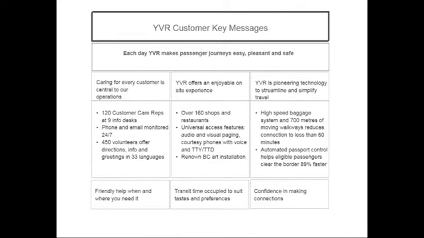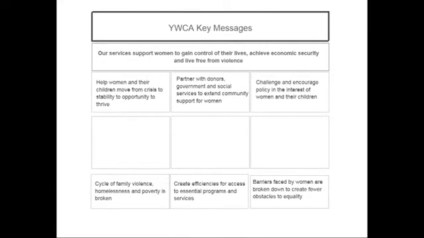If we go to another example, the YWCA, their overarching value proposition is our services support women to gain control of their lives, achieve economic security, and live free from violence. If you go to their homepage, this is what they're going to tell you, the 3 key things that they think people need to know when they get to their website. That they help women and their children move from crisis to stability to opportunity to thrive. I didn't include all the proof points. There are many, but I just want to focus on the message and then the benefit in this case.